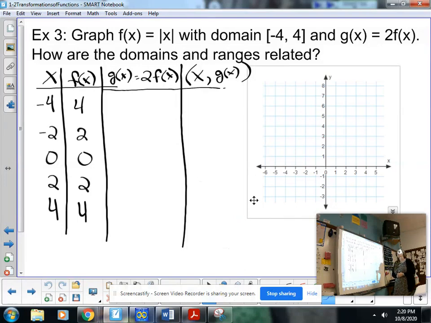Continuation of the 1-2 notes. This brings us to example 3. We are going to graph f of x is equal to the absolute value of x with our domain of -4 to 4, and then we are given that g of x is equal to 2f of x. So the first thing that we're going to do is graph the original function that we have, that's f of x.